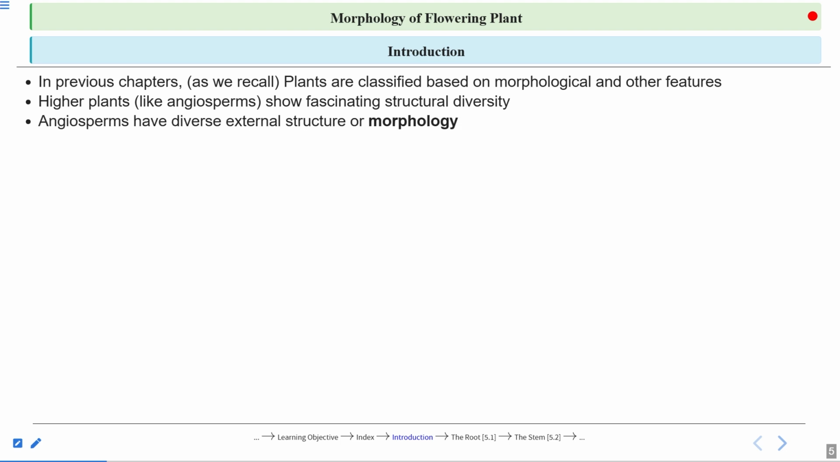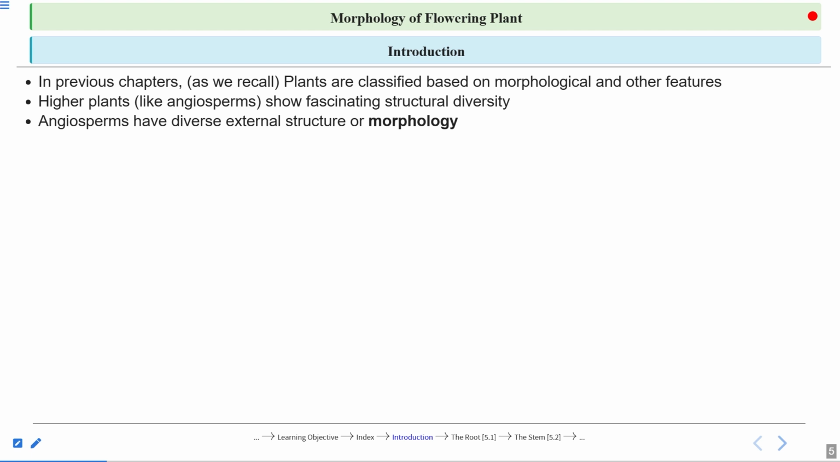Angiosperms have diverse external structure or morphology. So their morphology is not very fixed. So you will see today the types of leaves, the types of stems, the types of roots, and why they have different types of stems and roots, because they have to withstand different environmental conditions. Everywhere the environmental condition is different. You see the mangrove plants. You see there are different types of roots, pneumatophores, the aerial roots, right? Prop roots, stilt roots. Why do they have such a form?